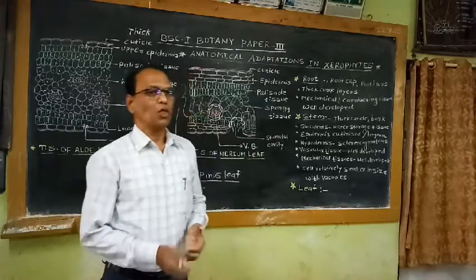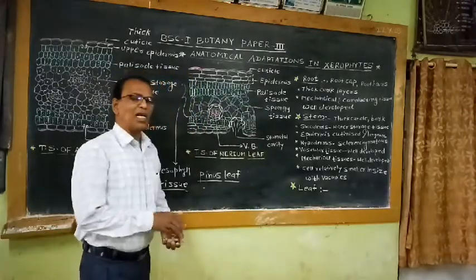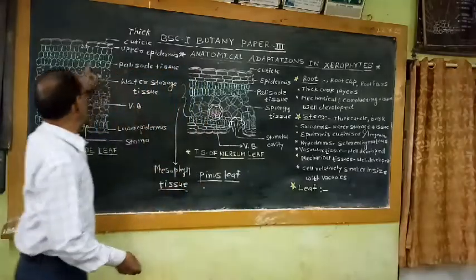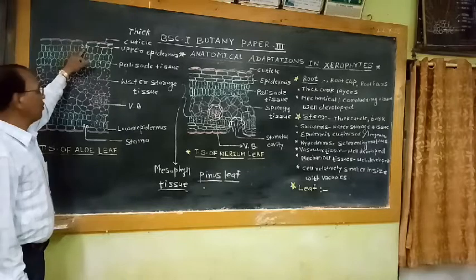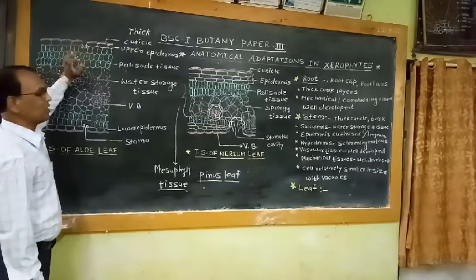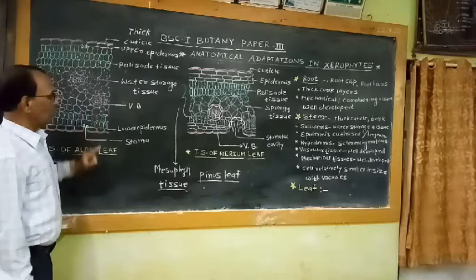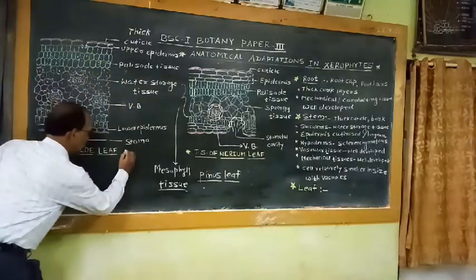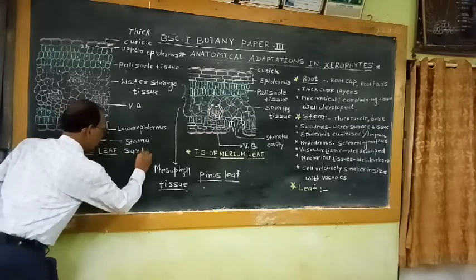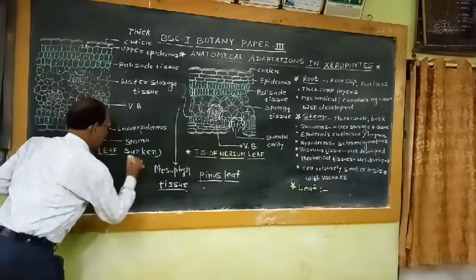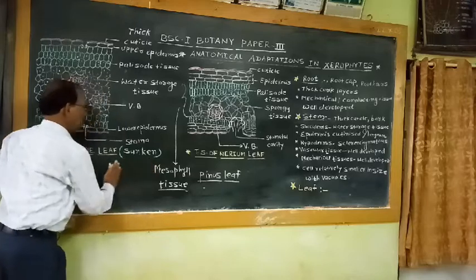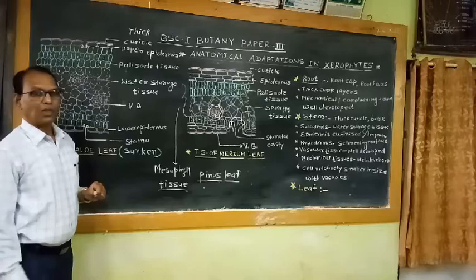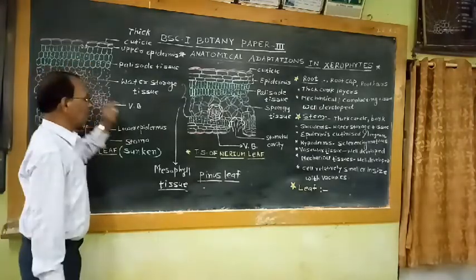Then if we observe the stomata, stomata are generally found in aerial organs of plants, especially leaves. So in this case, this is the stomata. The stomata are generally present in depressions. These stomata in xerophytic plants are commonly called what kind of stomata? Sunken stomata. That means sunken stomata is a characteristic feature of xerophytic plants.